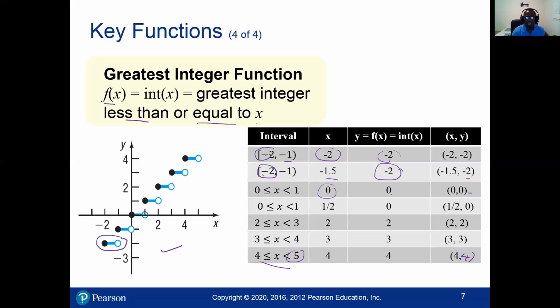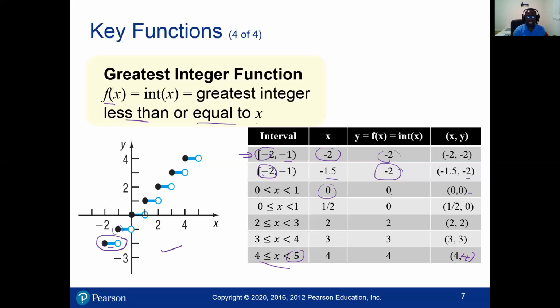For example, if you take the first interval here, we know that when x is negative 2, y is negative 2. Now, every x value within that interval has the same y value. That's why it is a constant function there. But when it gets to negative 1, it jumps to negative 1 for the y value.